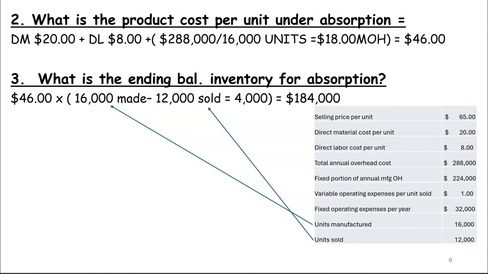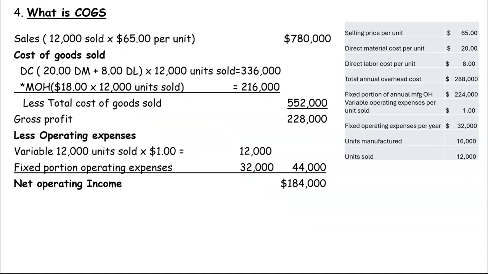If they're the same, if you made as many as you sold, this is not an issue. But if they are different, then it's going to give you a difference in terms of the two methods you use, absorption versus variable. So now, what is cost of goods sold? That's going to be your $552,000. And what is your operating income? It's $184,000. So now we can go on to variable costing.